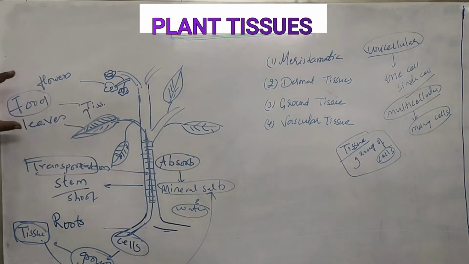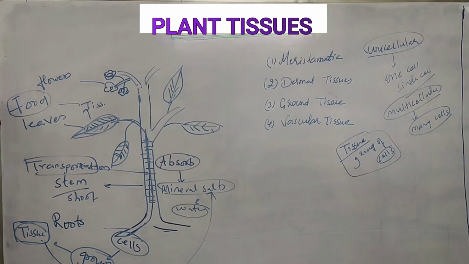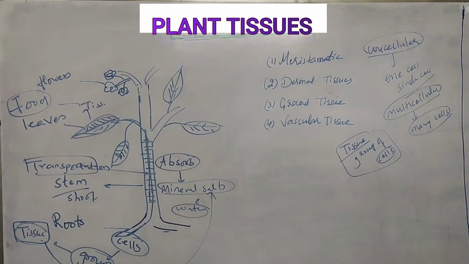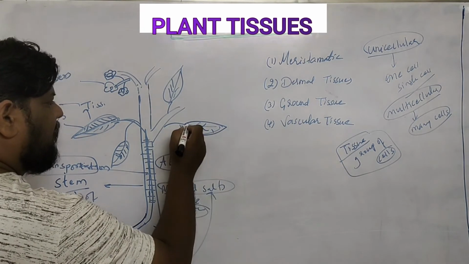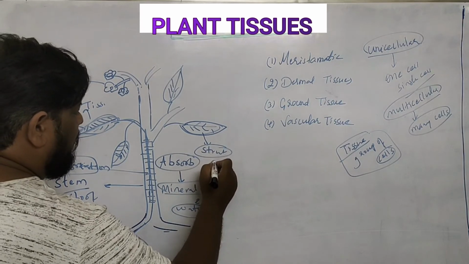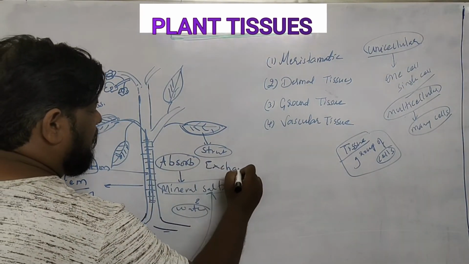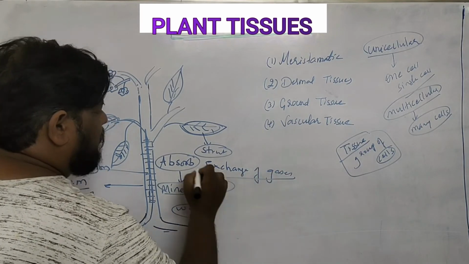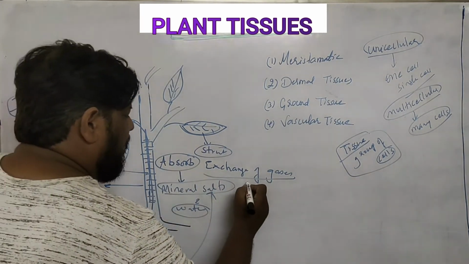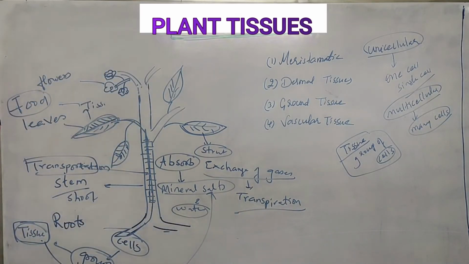That means the food is produced in the leaves. There are some tissues in the leaves which help in the formation of food. Like this, each and every part of the plant has its own function. The leaves also have some special structures on them which help in the exchange of gases. They are the same ones which help in transpiration, that is, releasing the excess water outside through the leaves is called transpiration.